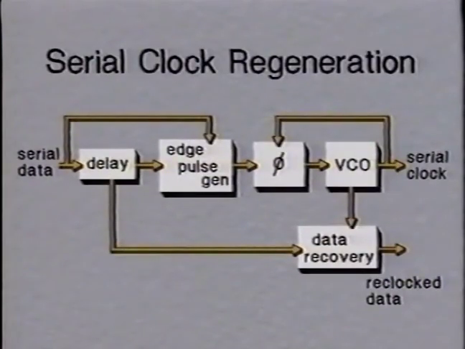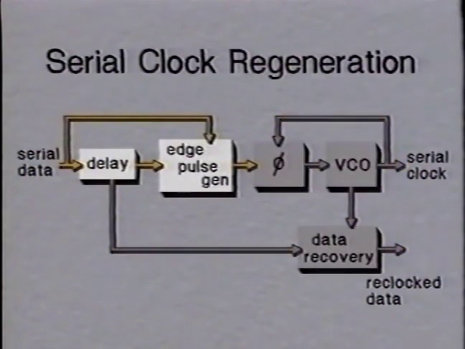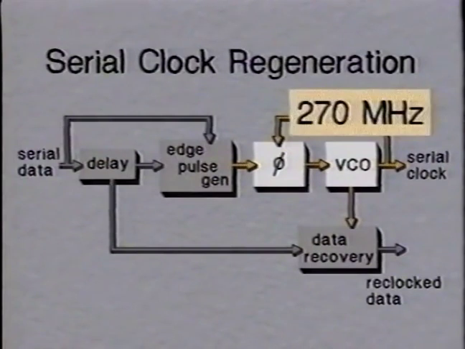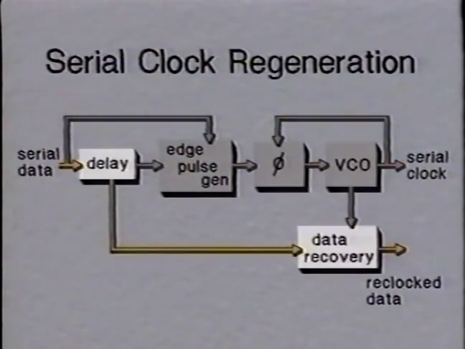The circuit for clock recovery is shown here. The serial data is used to generate edge pulses, which are then compared to the phase of the VCO, which, because it is now phase-locked to the incoming signal, will regenerate the 270 MHz clock pulses. The delay is necessary to allow time for edge processing and ensure correct timing of the reclocked data.